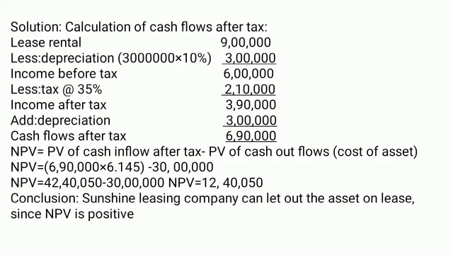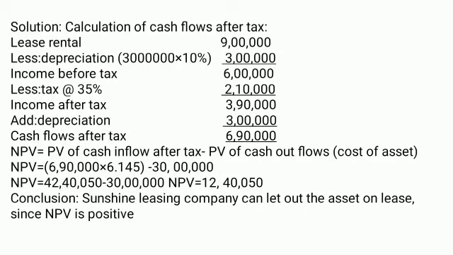After income before tax, that is 6 lakh, we are supposed to subtract the tax at 35%, that is 2 lakh 10,000. Later on, we'll get an income after tax of 3 lakh 90,000. To this income after tax, we have to add back the depreciation of 3 lakh. Finally, we'll arrive at cash flows after tax, that is 6 lakh 90,000.